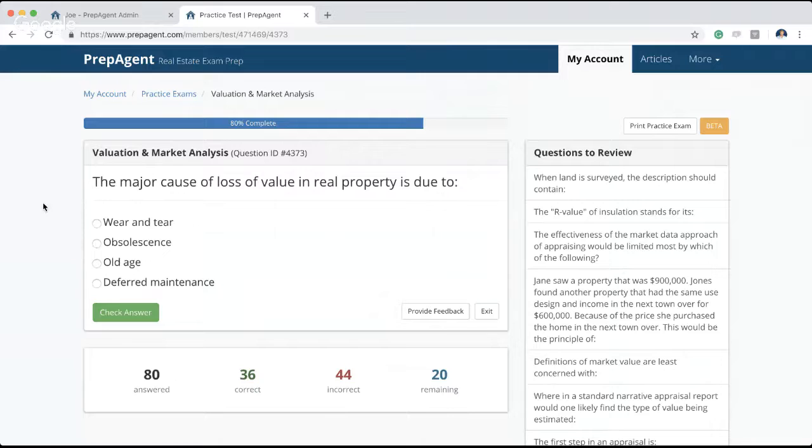Okay, here we go. That's nice. Build a refugee school. I like that. Okay, the major cause of loss of value in real property is due to A, wear and tear, B, obsolescence, C, old age, or D, deferred maintenance.